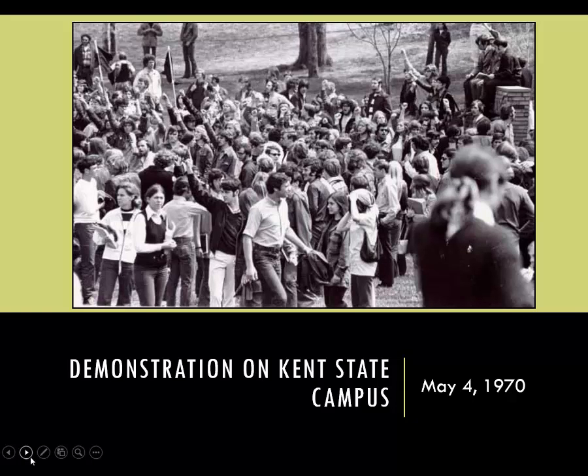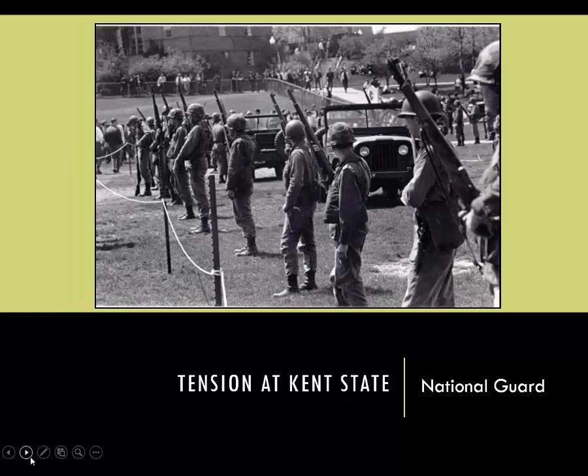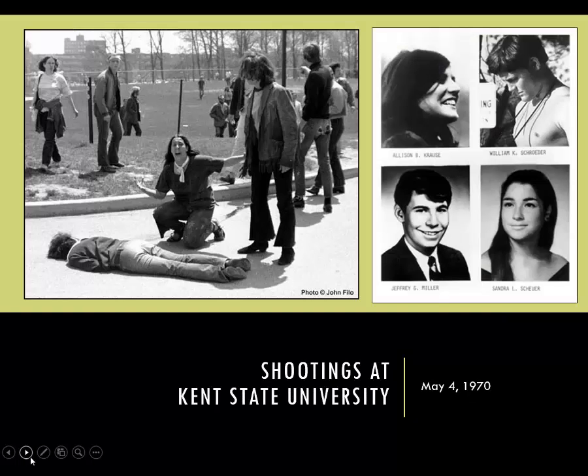Demonstrators appeared on college campuses across the nation during the first days of May, such as these you see on the Kent State campus. You can also see that the National Guard was waiting for them. Then on May 4th, the National Guard killed 4 protesters at Kent State University, and 10 days later, police killed 2 more students at Jackson State University in Mississippi.